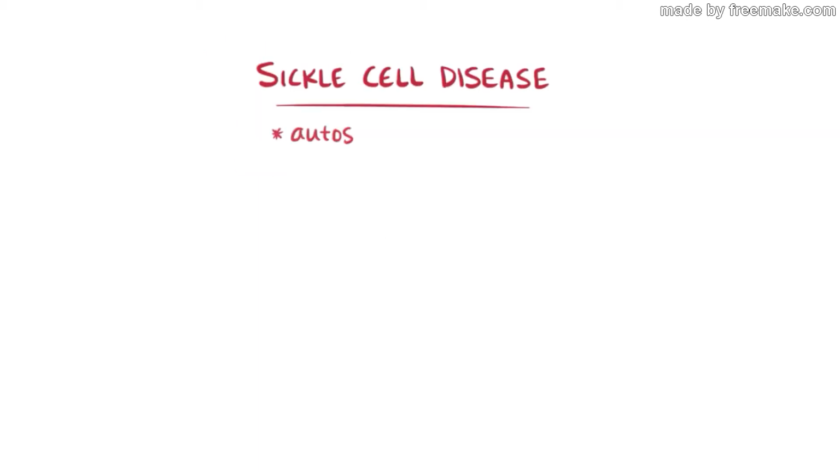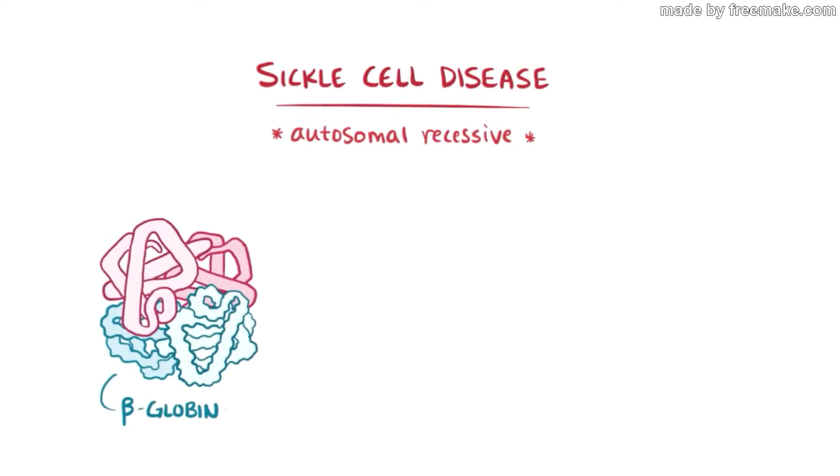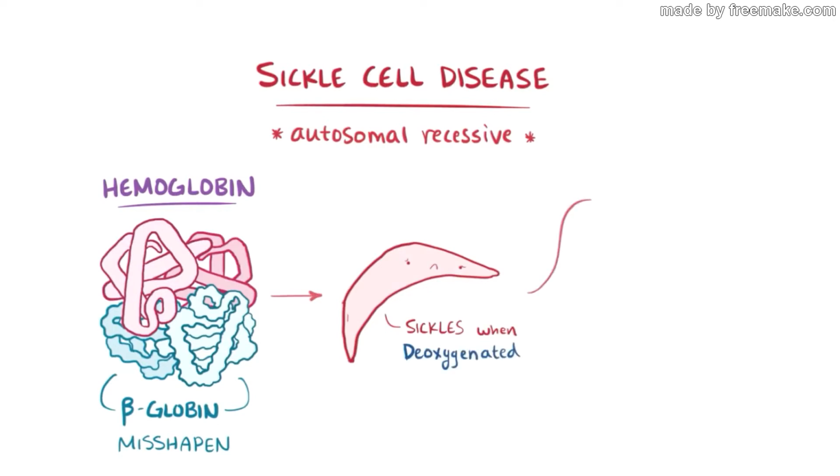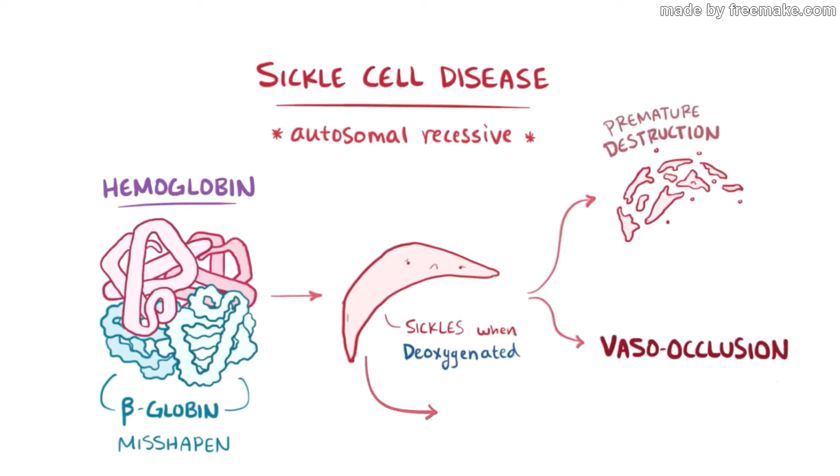Alright, as a quick recap, sickle cell disease is an autosomal recessive genetic disease where the beta globin subunit of hemoglobin is misshapen, which causes red blood cells to sickle when deoxygenated, and this leads to their premature destruction as well as vasoocclusion. Furthermore, multi-organ damage is the end result from ongoing sickling and hypoxic damage to the body's important organs, resulting in a shortened lifespan.